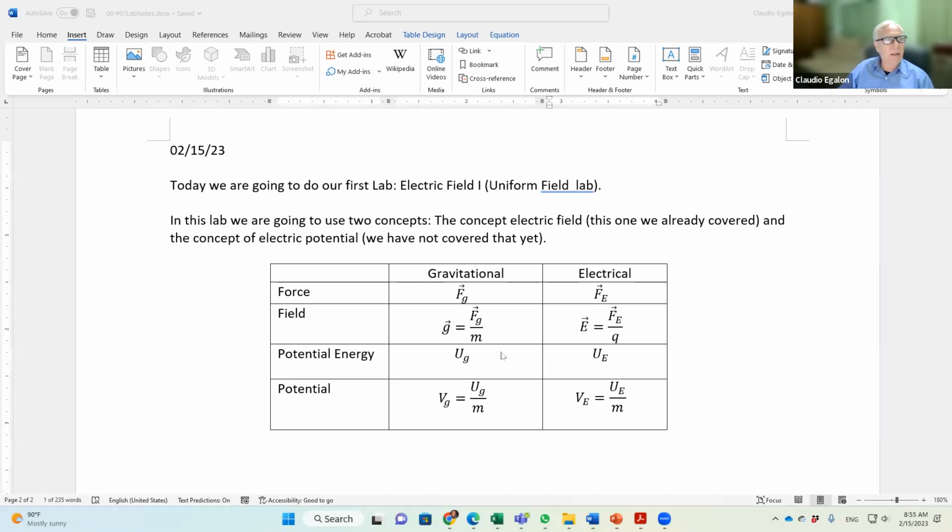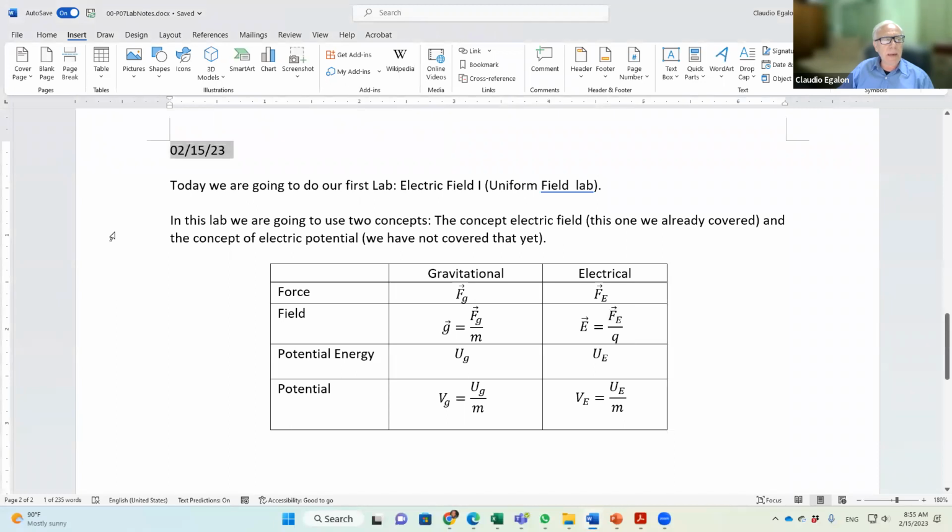So I can repeat. Today is February 15, 2023, and we're going to do our first lab, Electric Field 1, the uniform field lab. Electric Field 2 is not going to be the uniform field. It's going to be a different type of field, okay? And I'm going to tell you exactly what the uniform field means.